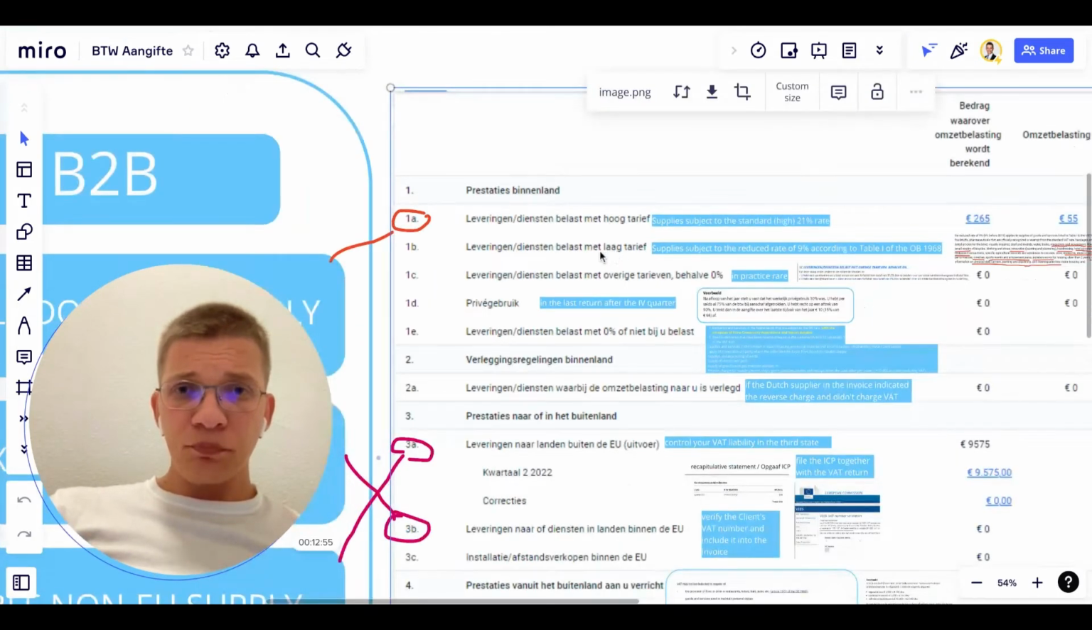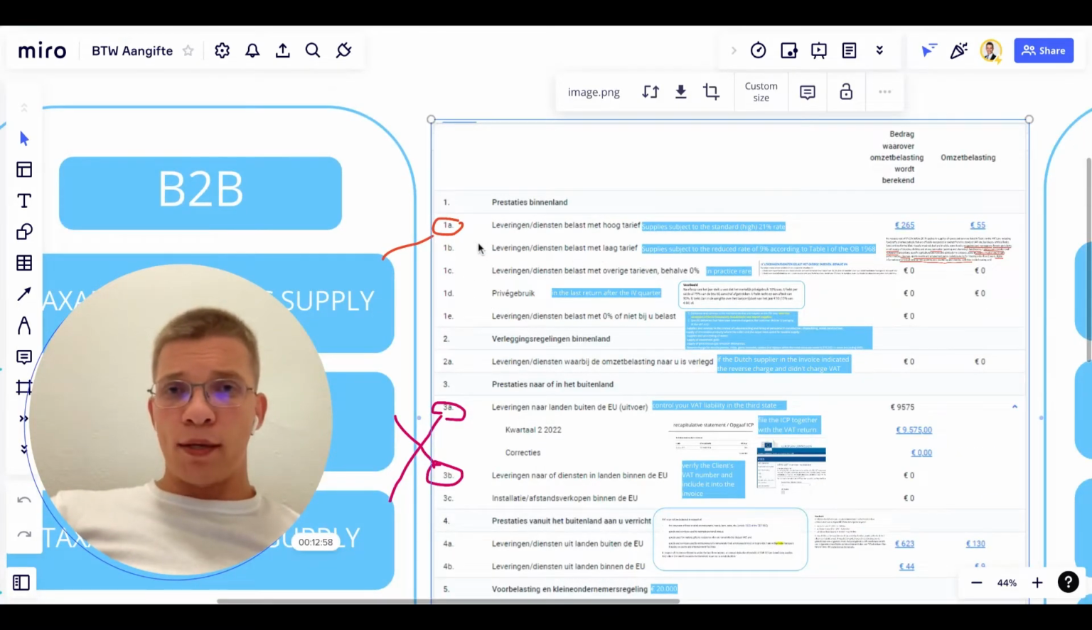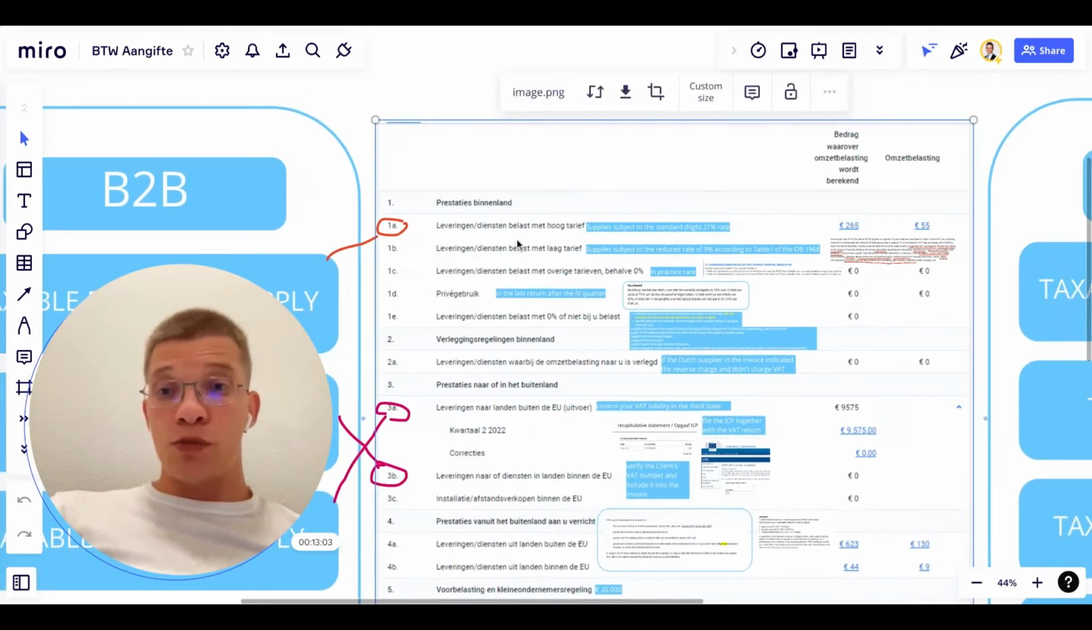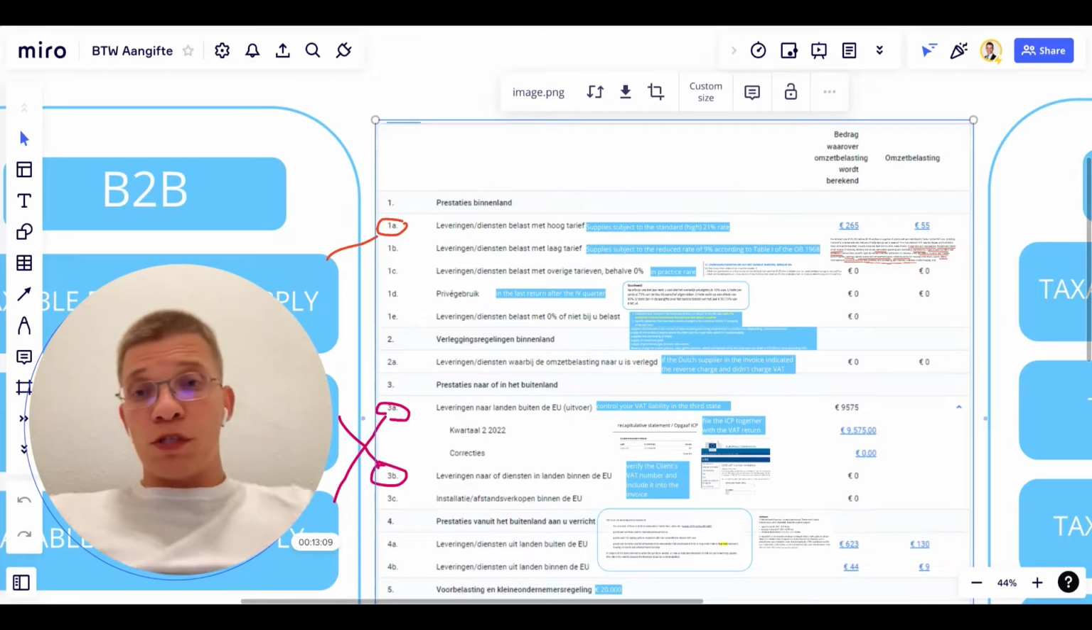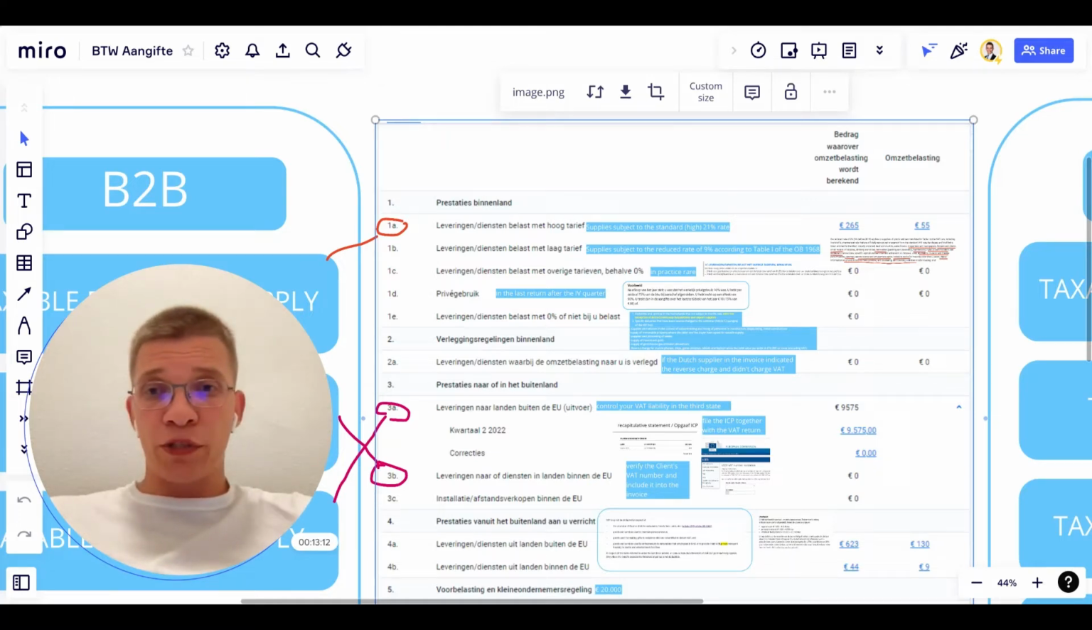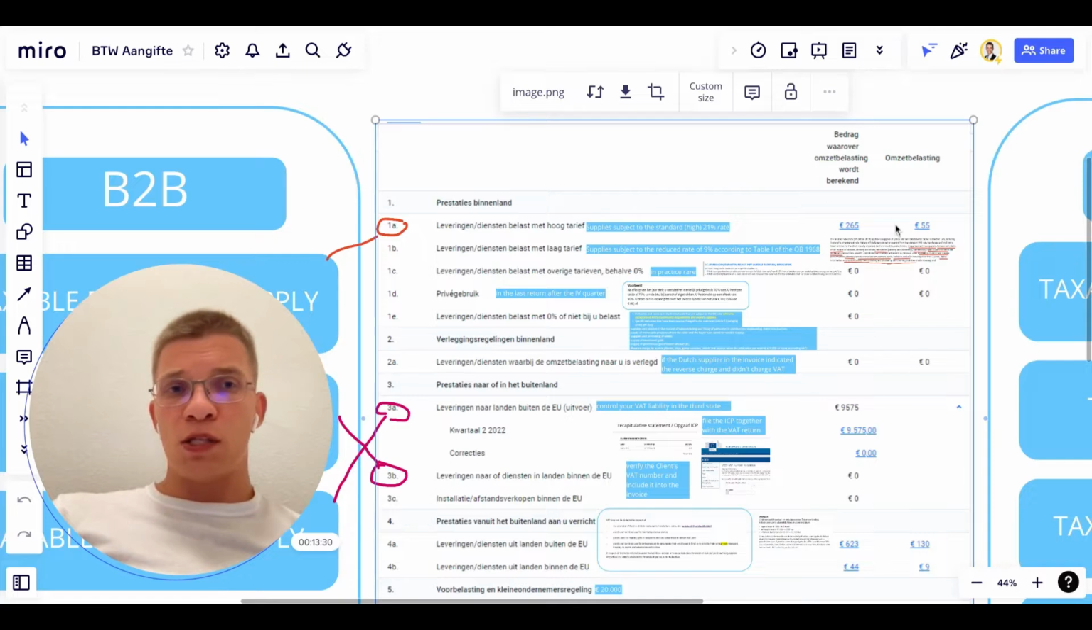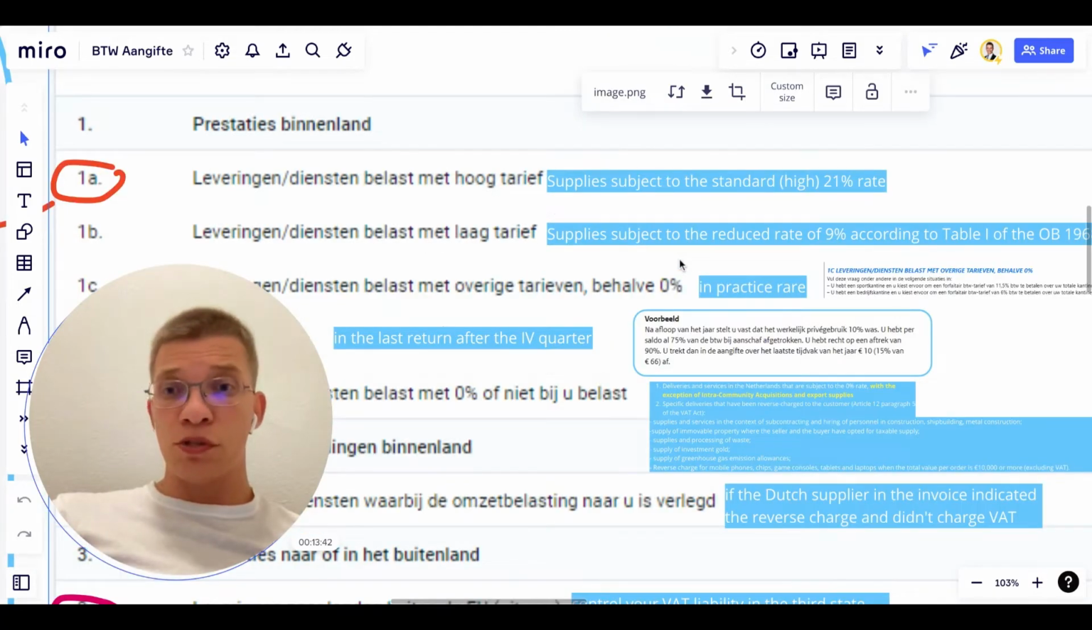So here, the first item, 1A, is the line where you state the amount of the services, in my case, the legal services which are rendered to Dutch residents in the 3 months in the second quarter. You state here the amount net of the VAT, and on the right side you state the VAT, the standard rate, which goes on top. Then the second point, 1B, you need to do the same.